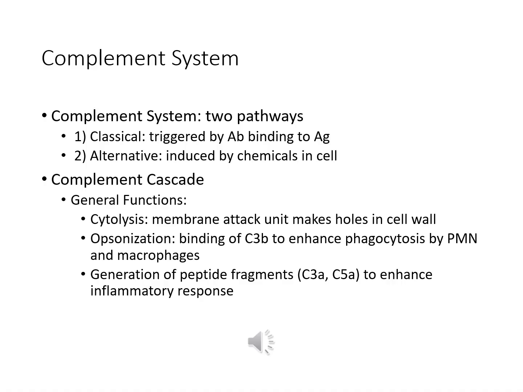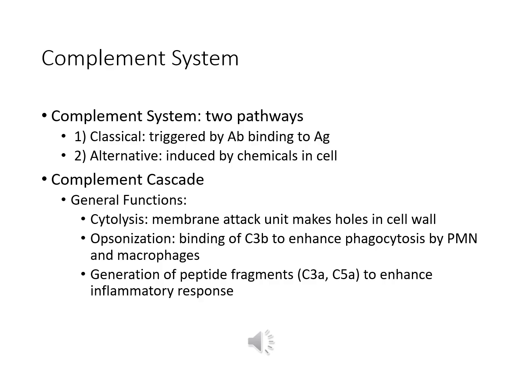If you remember, we have two pathways. We have the classical and the alternative. Your classical is triggered by an antibody binding to an antigen, and the alternative is induced by the chemicals in the cells. So basically, with our complement cascade, we have a multitude of steps, but really it breaks down to this. The goal of complement is to lyse the foreign body, so cytolysis or lysing of the cell. Ultimately, it helps put together enough molecules to make the MAC, or the membrane attack complex, which then punches holes in the cell wall.